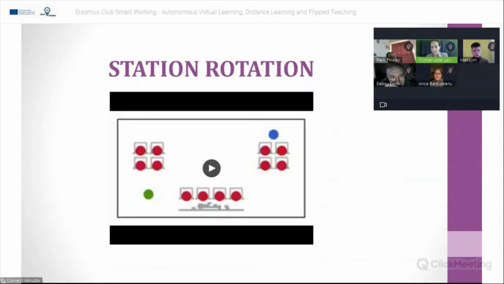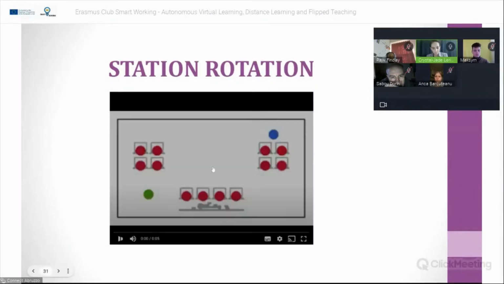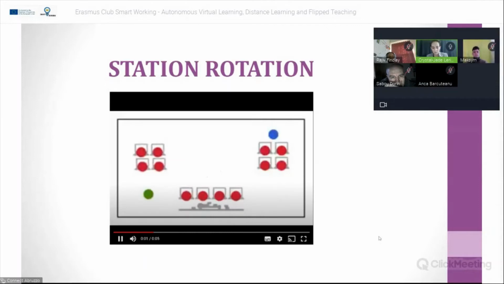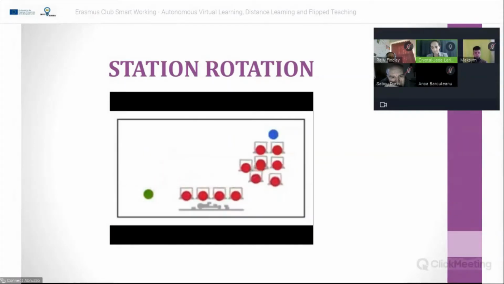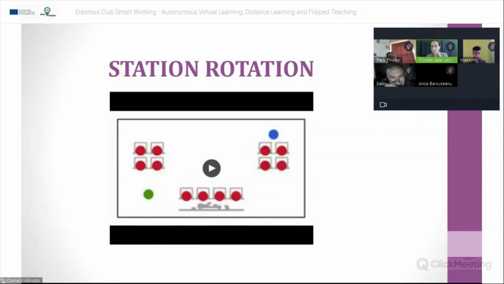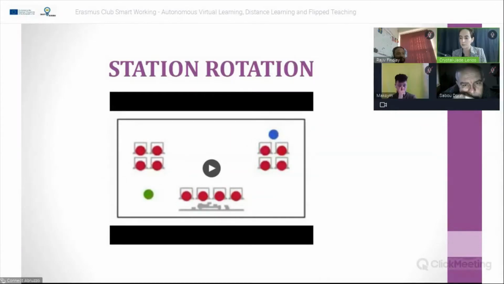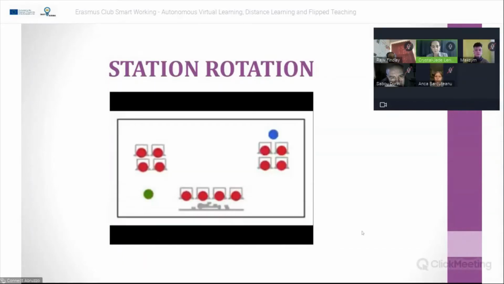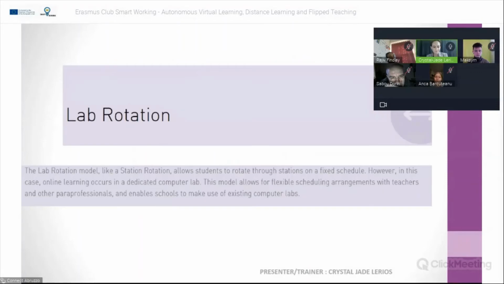We're going to watch an animation of it. So if you can see, the students are the red ones, and you can see how they're moving around. So it's a fixed schedule and a specific rotation, and the other dots were the teachers. Next slide, please. I can watch it again, no problem.